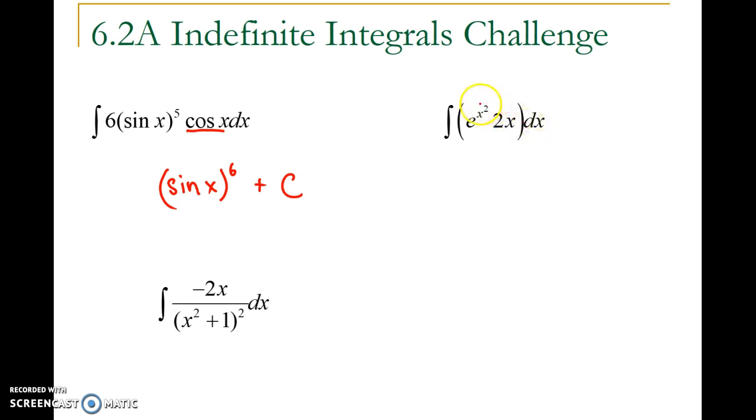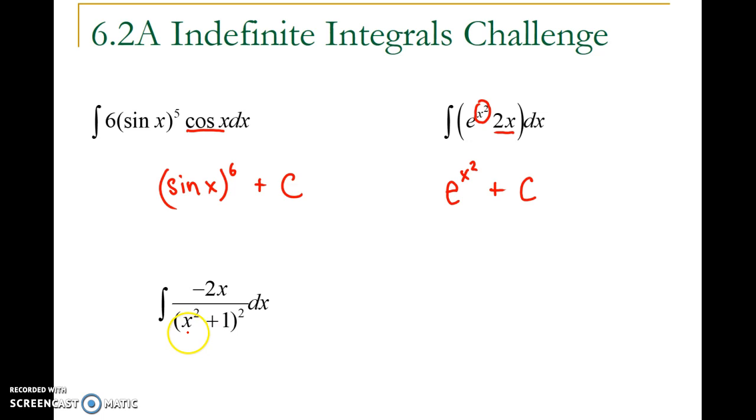So for the second one, the baby was x squared. The mama was e to the x. So this looked like e to the x squared because the derivative of x squared is 2x. So if I take the derivative of that thing, I get e to the x squared times 2x because of the derivative of the baby.